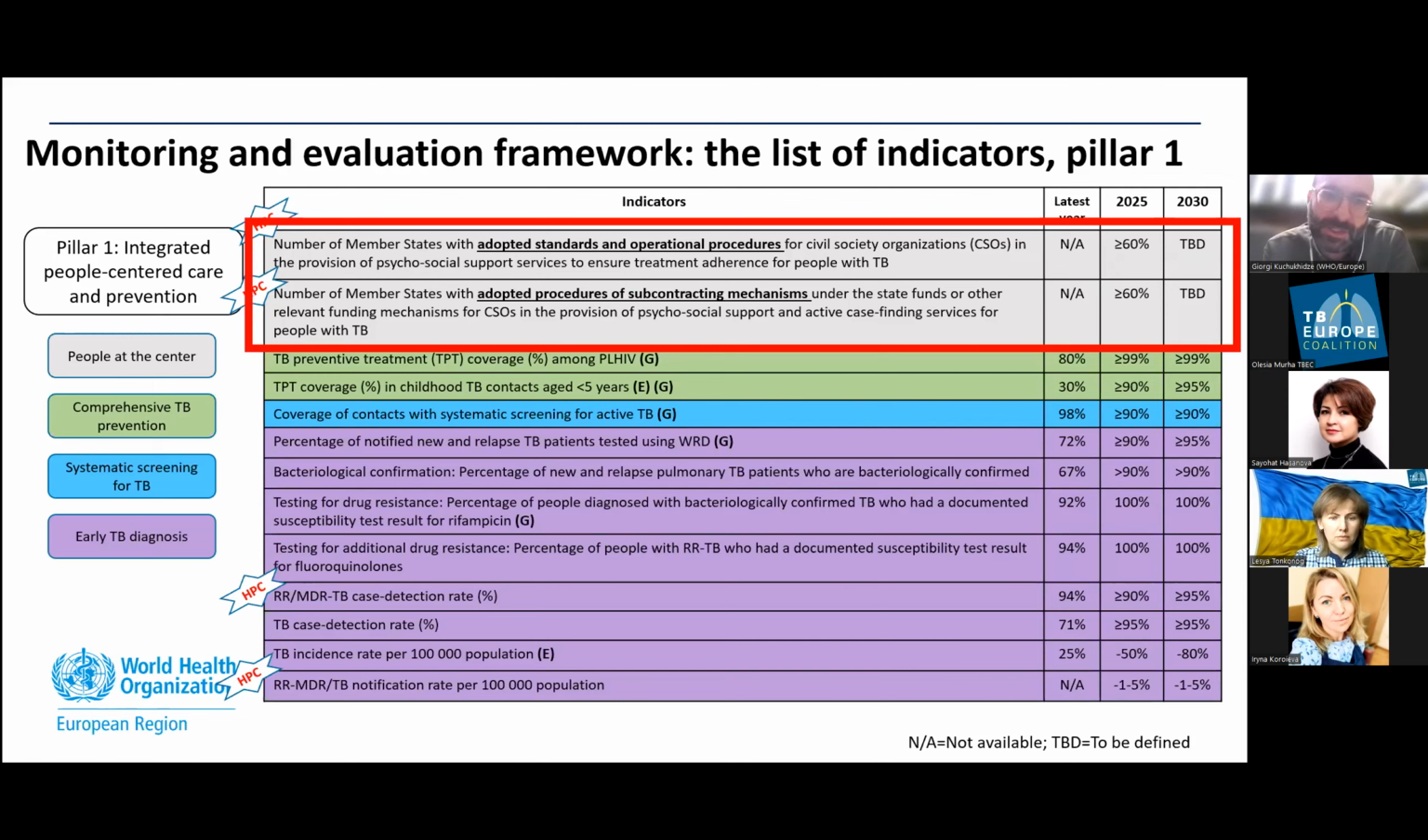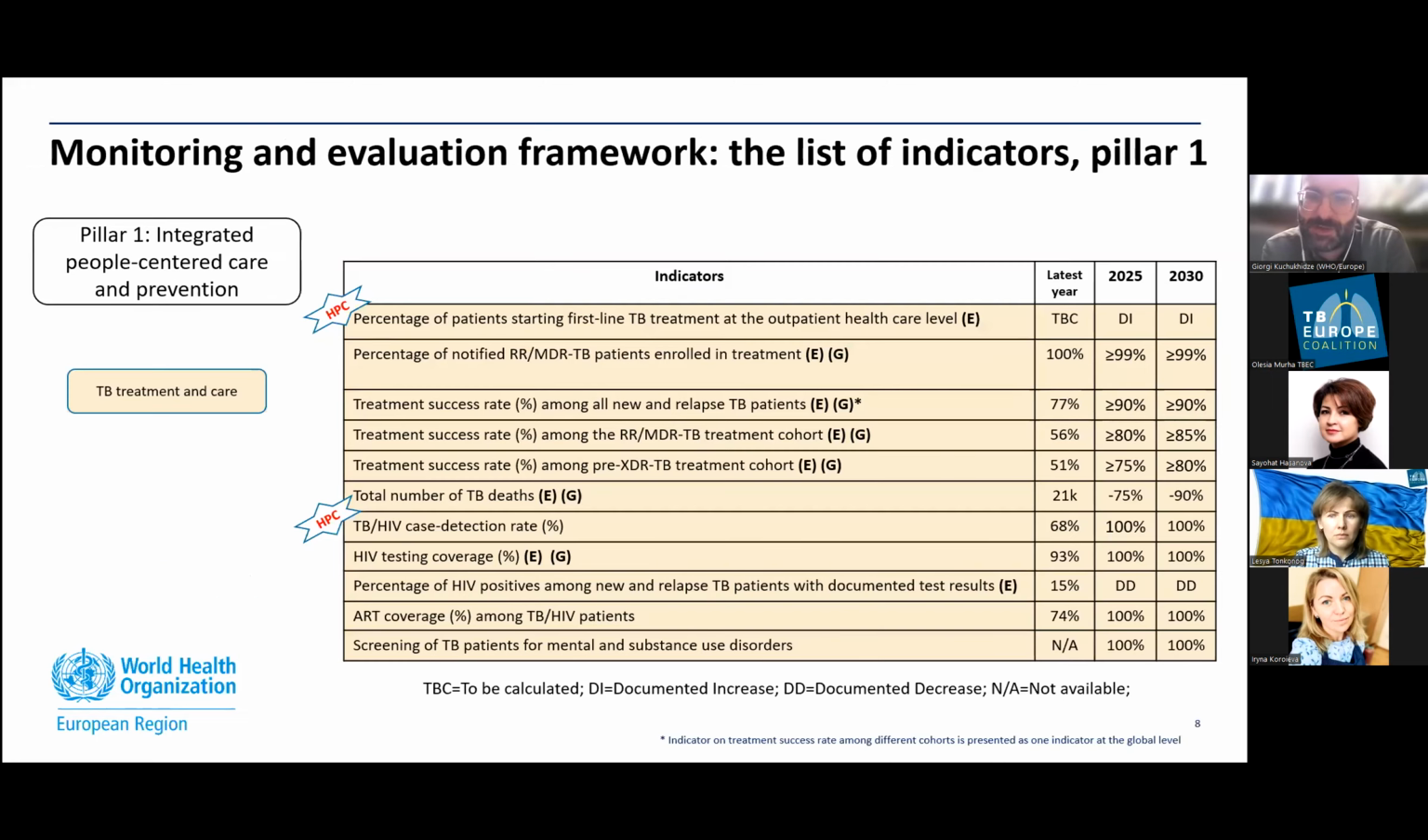And these two indicators are about adopting the standards and operational procedures for the involvement of CSOs, as well as adoption of the procedures of subcontracting mechanism of organizations in providing this support to the countries. And these are two indicators, and about the standards and operational procedures will be discussed later during the meeting by my colleagues.